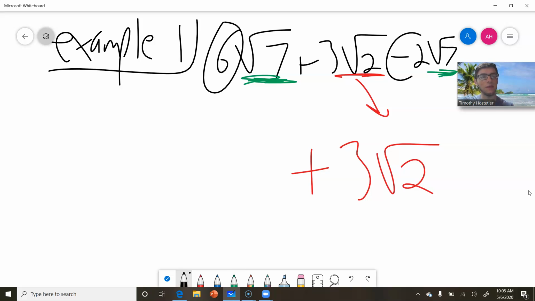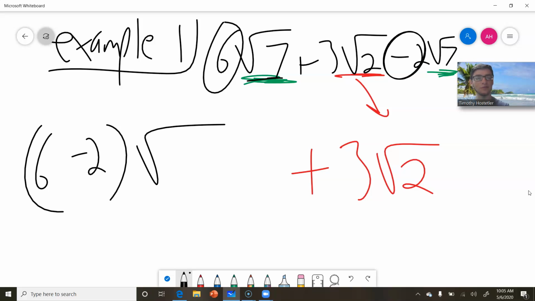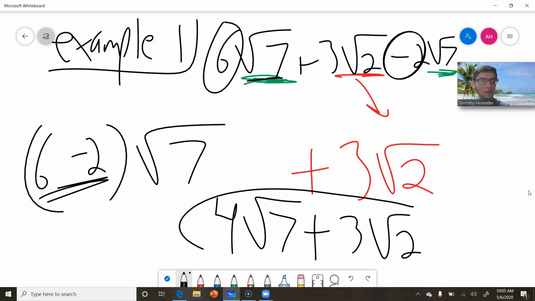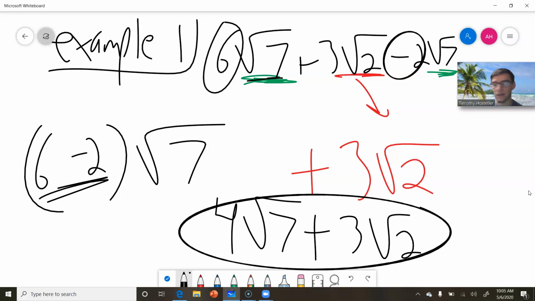But these in green are the same, so I take what's in front, which is a 6 and a minus 2, and I do 6 minus 2, and all of that times the square root. The square root stays the same on the inside, square root of 7. What is 6 minus 2? Well, that's 4. So that's 4 times the square root of 7 plus 3 times the square root of 2. And that right there is all I can do. That's my final answer. I can't get more simplified than that. You may say, that doesn't look very satisfying. And it's not really. But that's as far as we can go.